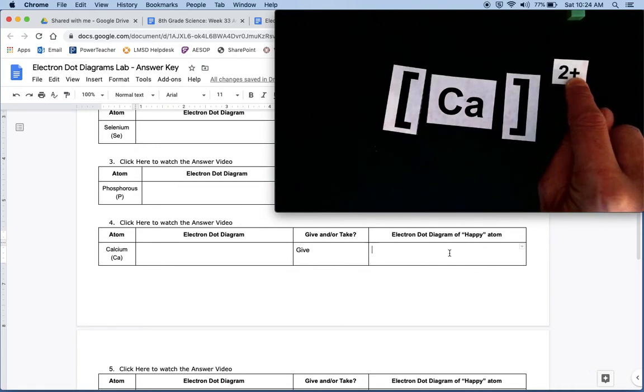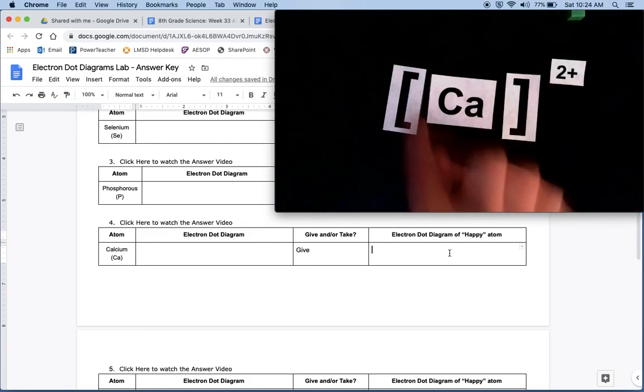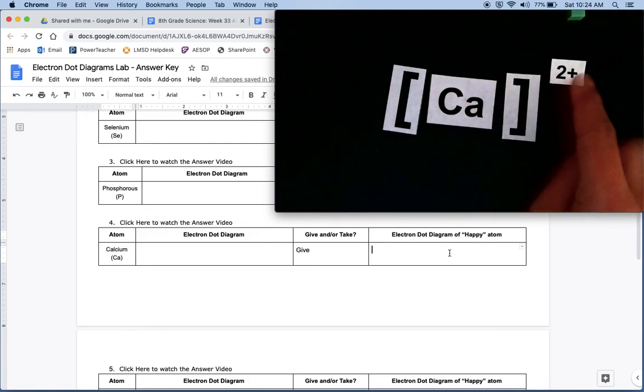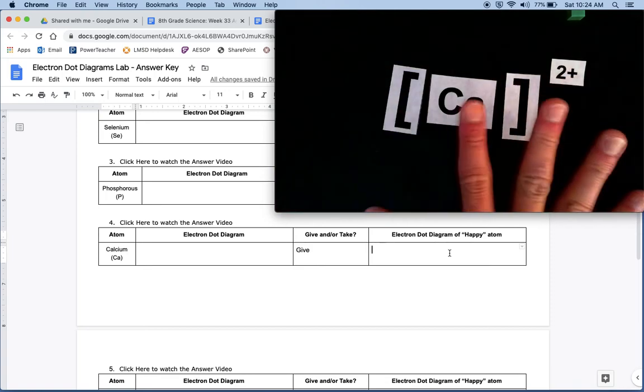Remember, the plus sign is not an addition sign. It's a symbol for protons, and we know protons are positive. So now we can say, in order for calcium to be a happy atom, it has to have 2 more protons than electrons. So this is my drawing right there.